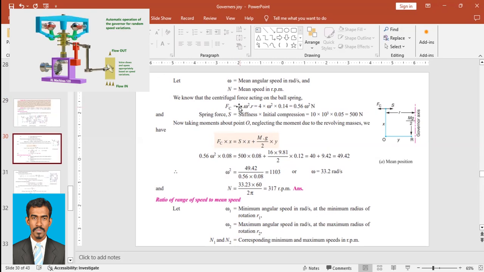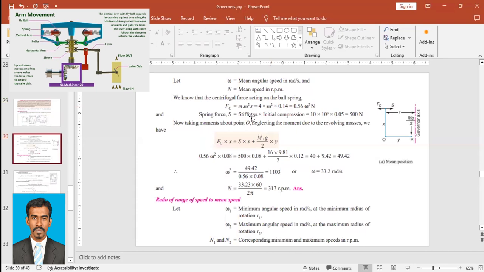So it is given the ball mass is 4 kilogram. Omega squared is unknown, we have to find, and radius is given 0.14. So when you calculate it, you will get 0.56 omega squared Newton. So centrifugal force is 0.56 omega squared Newton.